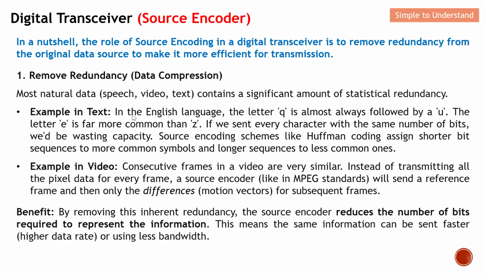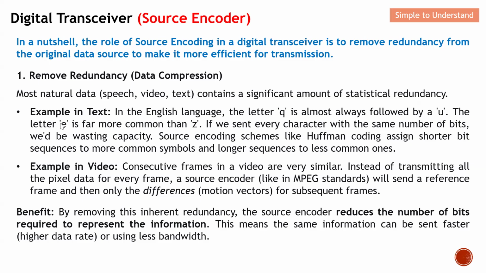For example, in text form, in the English language, the letter Q is always followed by a U. For example, quiet. So basically you can see that this Q is most of the time followed by the U. So again, we can reduce the redundancy. Once we write Q, we know that it will actually be followed by U.